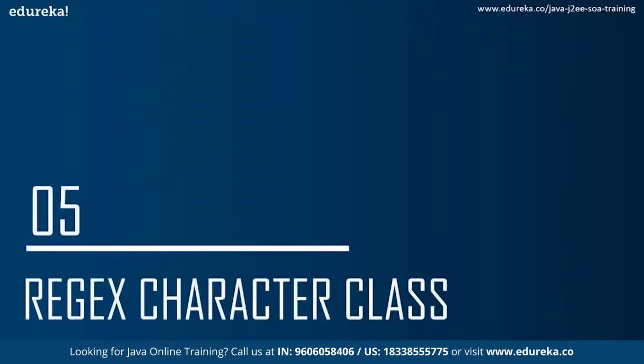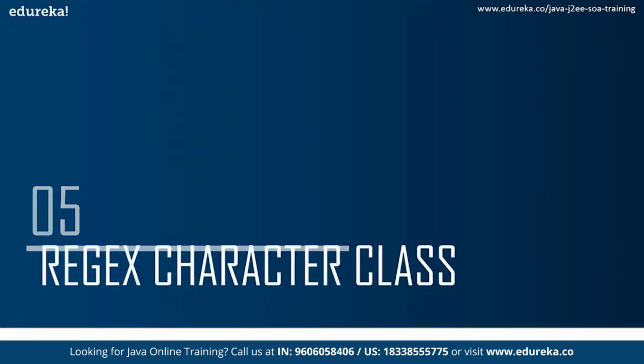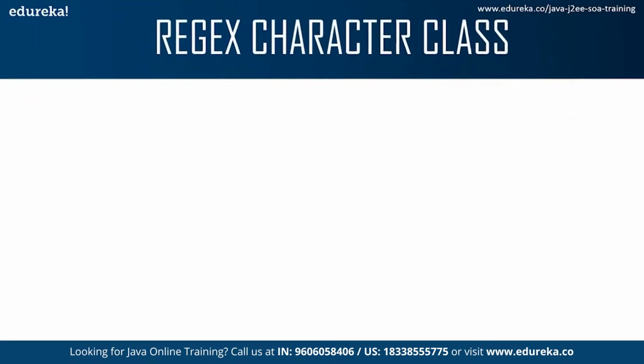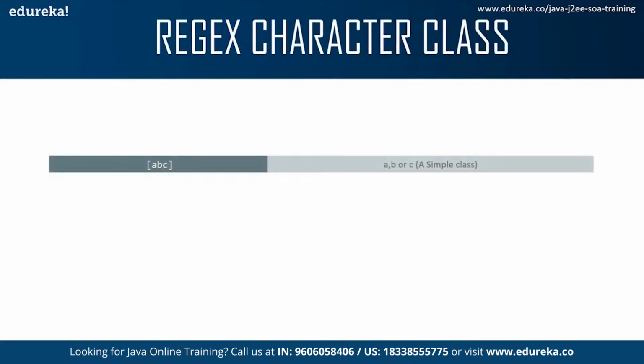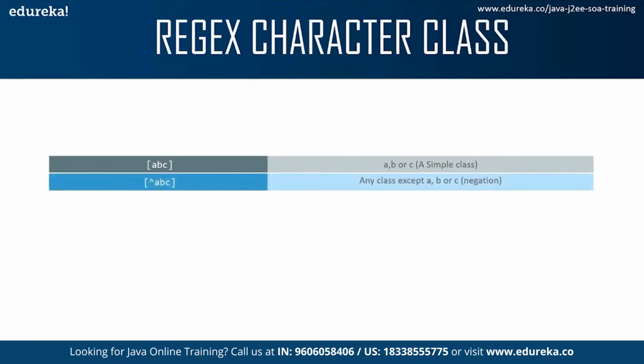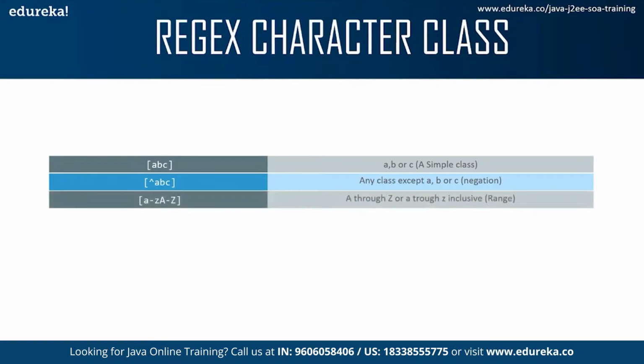Now let's move further and see the next category, that is regex character class. Even this comprises various constructs. First, [abc], which implies a simple class that comprises a, b or c. Next, [^abc], the negation, which comprises any character except a, b or c. Next, you have [a-zA-Z], which implies a range that includes small a to z and capital letters A to Z.